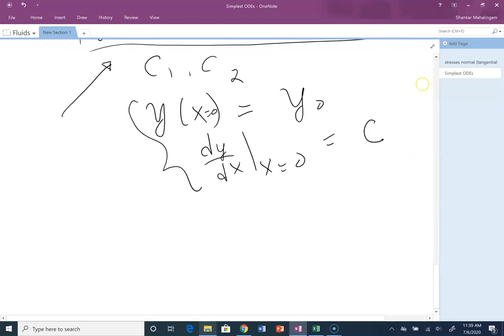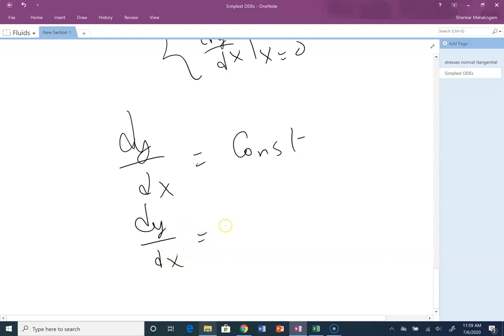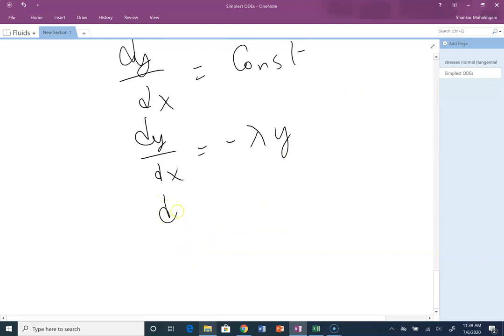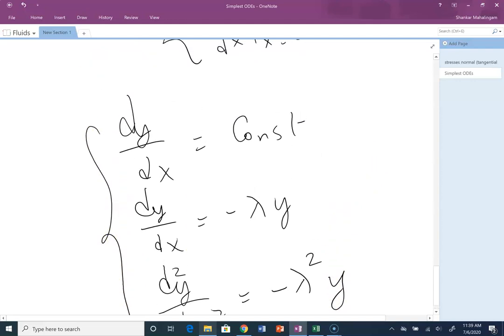So let's summarize. We got three types of differential equation. dy dx is a constant. Then we got dy dx equals minus lambda y, and then d squared y dx squared equals minus lambda squared y, right? So if you know the solution to these three problems, you can wade through a lot of engineering. You can survive in engineering and in many different disciplines, right?